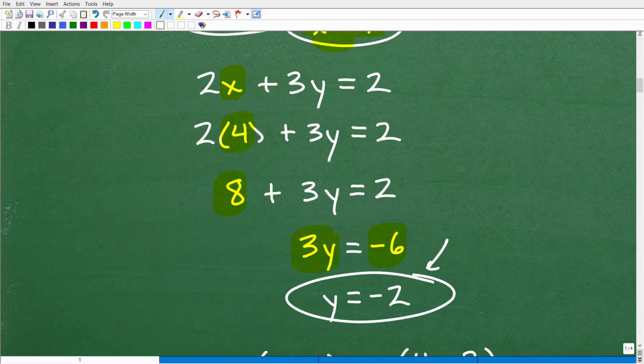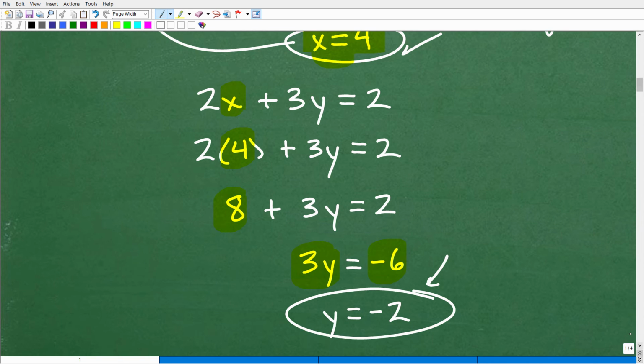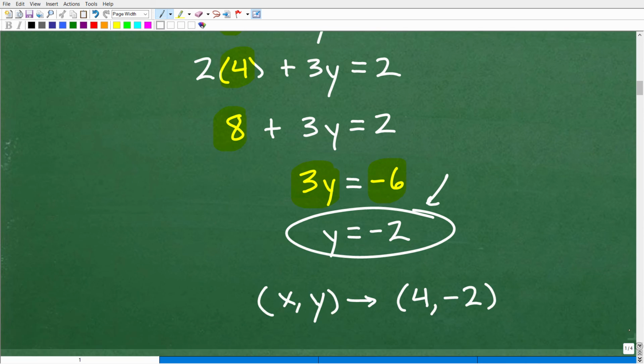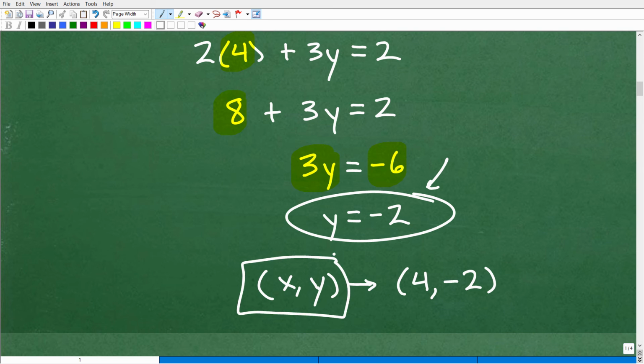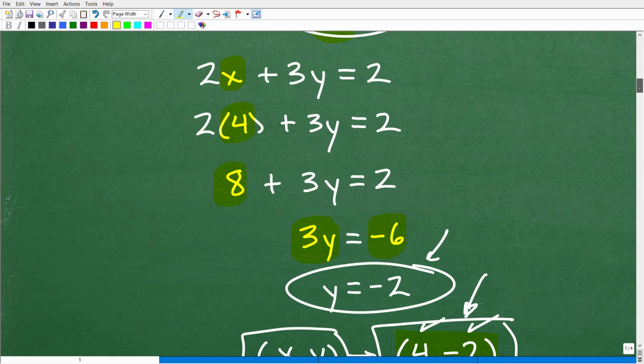So I solved for x. x is equal to 4. And now I have y. So this is our coordinate. This is our specific xy coordinate. x is 4 and y is equal to negative 2. So if you were to graph those two lines in the original system, they would intersect at this coordinate right here. All right. So hopefully you got that right.